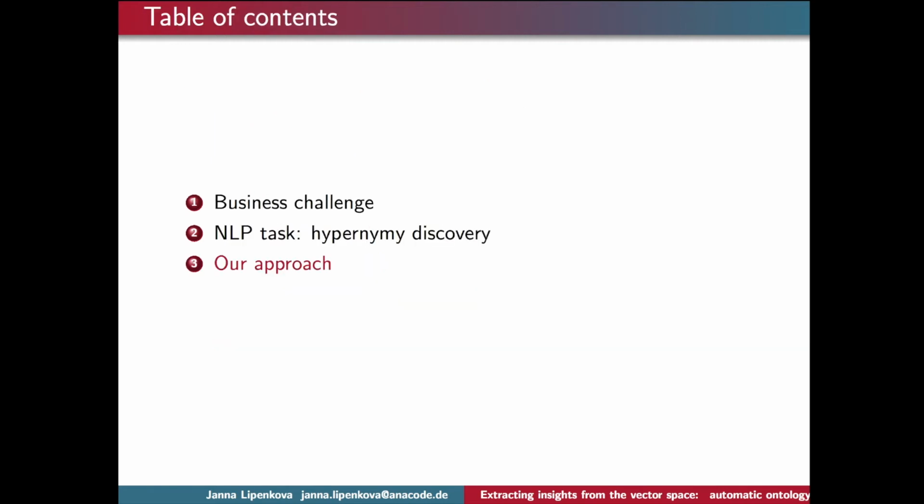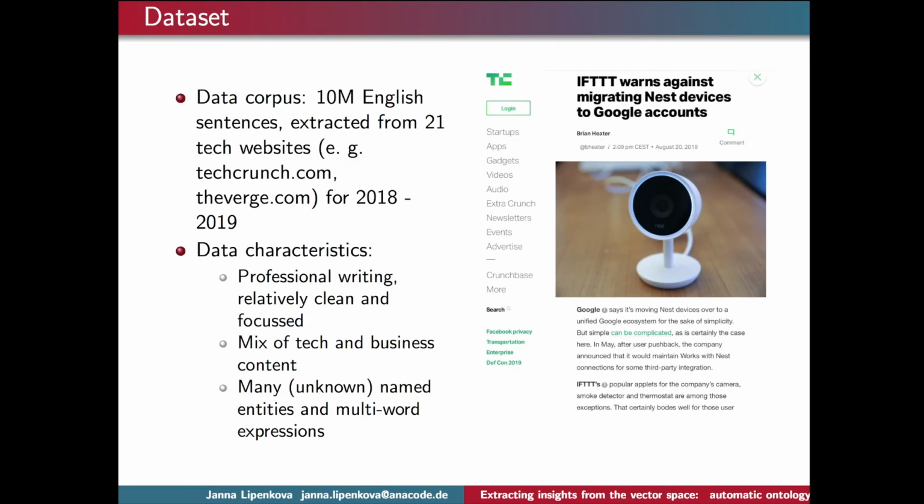Okay, so now our own approach. Let me first say some words about our data set. The data corpus that we use is actually quite small but very clean. So we use 10 million English sentences which were extracted from around 20 websites focused on technology and business, such as TechCrunch, The Verge, VentureBeat, also more scientific publications like Science Daily, Nature, and so on.